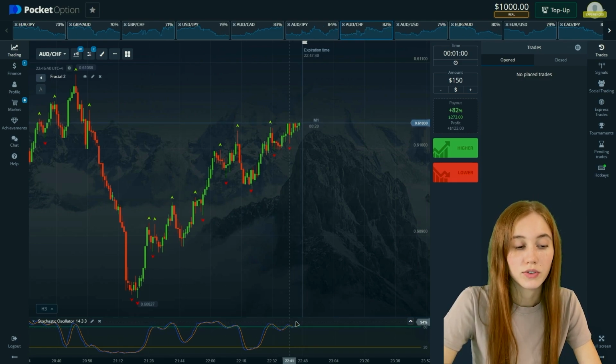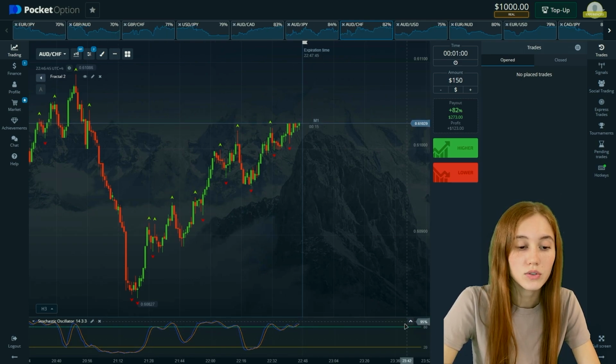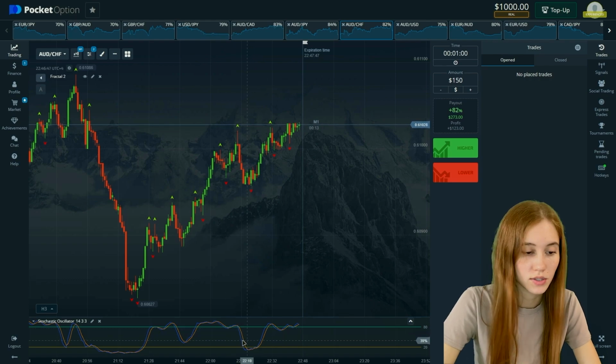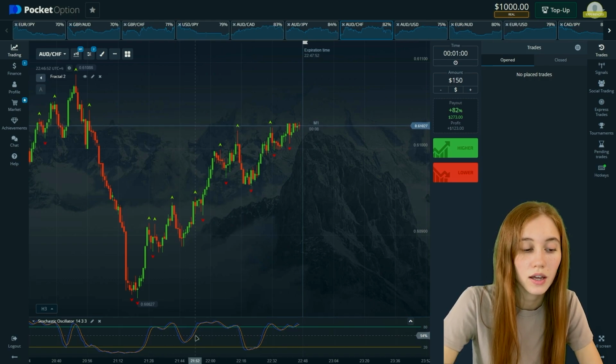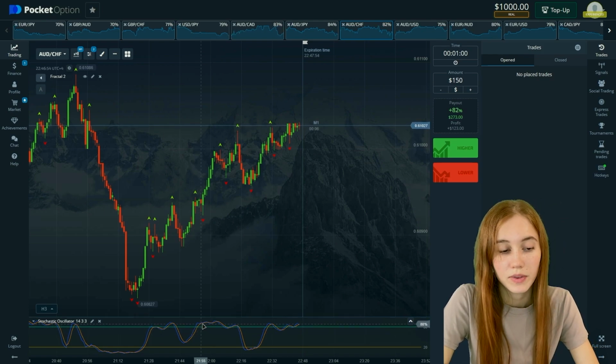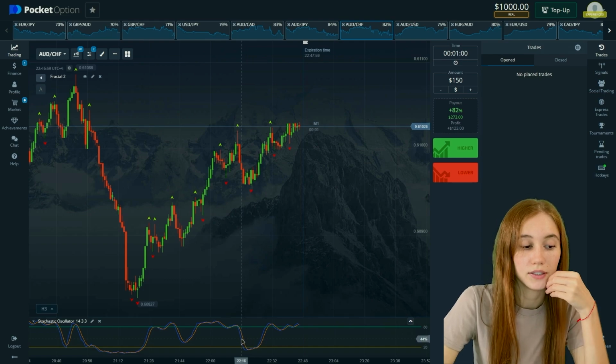There is also a period of consolidation. This is between the 20 and 80 values. During this period, we'll simply use this oscillator as a trend indicator. If the blue line prevails over the red line, then the trend is going up. And vice versa, if red is above blue, then the trend is downward.